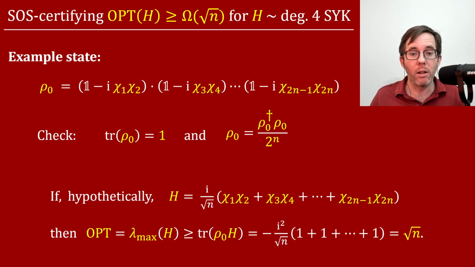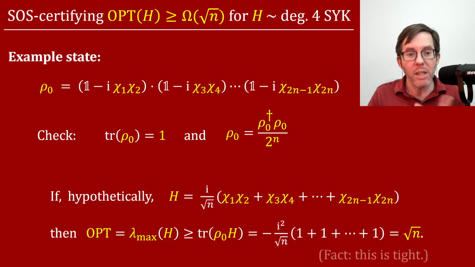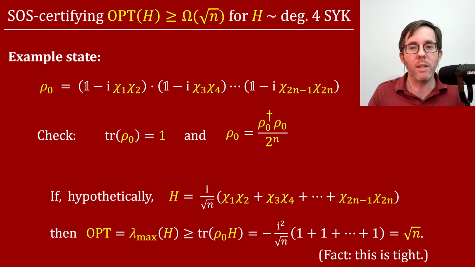So this rho 0 here witnesses that the optimum for this simple degree 2 H is at least square root n, because we're able to rather explicitly write down this rho 0 and compute its trace with H. And incidentally, by the way, this lower bound happens to be tight for this particular H. Its optimum really is equal to square root n.